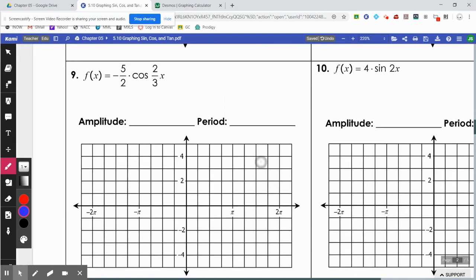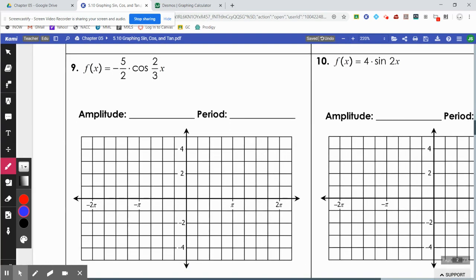Number 9. Again, y equals -5 halves times cosine of 2/3 x should have an amplitude of 5 halves, which is, again, if you were to divide that, 2.5. And the period should be 2 pi divided by 2/3, which would be 2 pi times 3 halves. Flip and multiply. The 2's cancel, and that's going to give you a period of 3 pi.